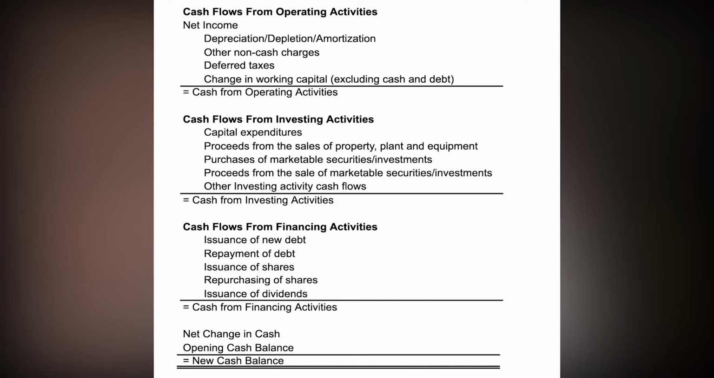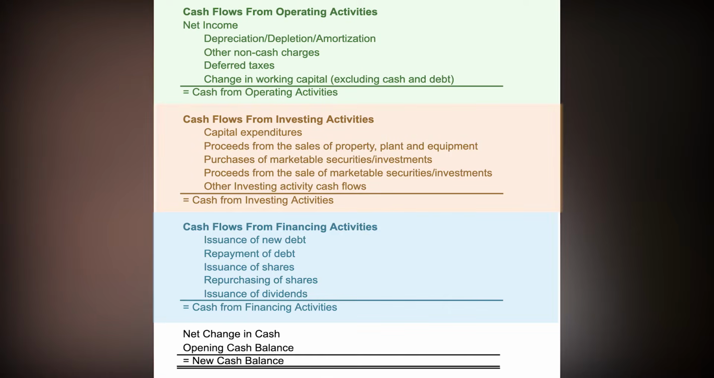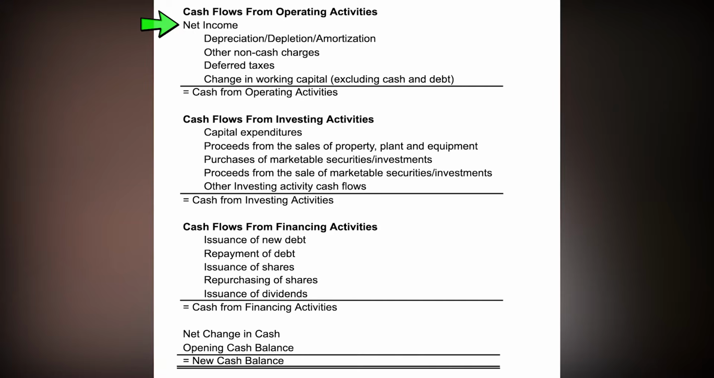The purpose of this statement is really to supplement the income statement to make sense of how the actual cash is flowing in the business. So the cash flow statement is divided up into three main sections: cash flows from operating activities, cash flows from investing activities, and cash flows from financing activities. And at the top, it starts where the income statement left off, with the net income figure from the bottom of the income statement. From there, we add back depreciation, depletion, amortization, other non-cash charges, deferred taxes, and make an adjustment for changes in working capital. The result is the cash from operating activities.